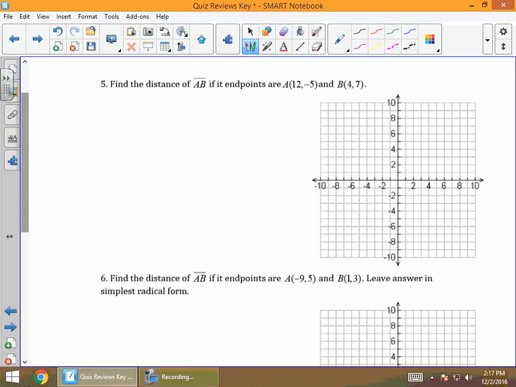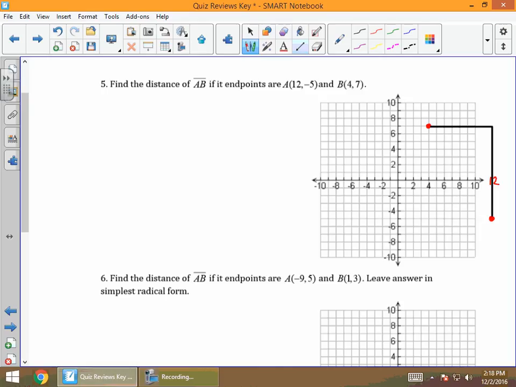So over here at 12, where does this point go? Here's 10, 11, 12, and then down 5. So this is over here at 12 now. And then 4, 7, so go over 4 and up 7. There's 4, 7. So when I think about this triangle that I'm going to build, I take this up, I take this over, and I need to find the length of those sides.